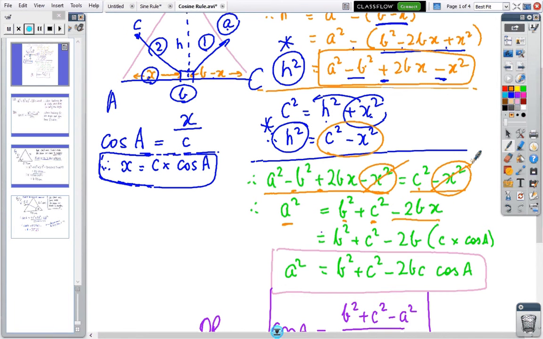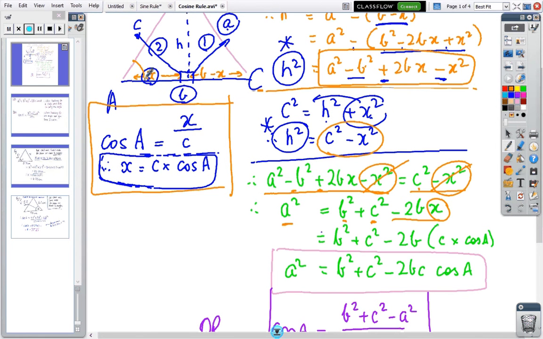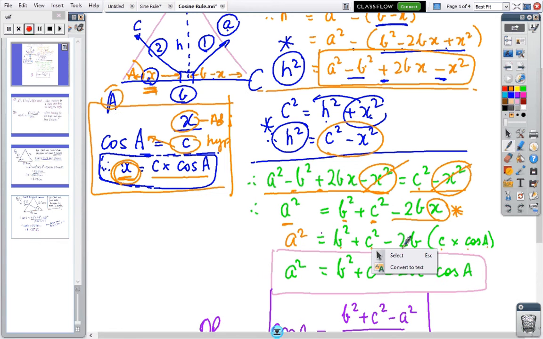Now, this x is what we're trying to get rid of. So over here, this point is A, so that's the angle A. So cos A equals the adjacent side, which is x, over the hypotenuse. Cos is adjacent over hypotenuse, okay? And then making x the subject, get rid of the divide by c, that cross multiplies. So I've got c cos A, and x equals c cos A. So in the end, I get this really neat formula: a squared equals b squared plus c squared minus 2bc cos A.